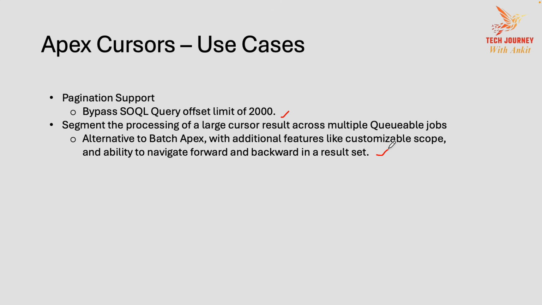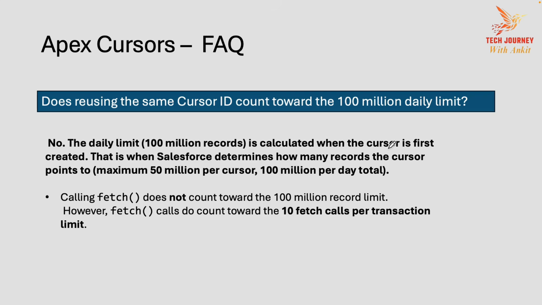queueable Apex as well. Now, there are a few frequently asked questions related to the Apex cursor that I want you to take before we close the video. The first question is: does reusing the same cursor ID count towards the 100 million daily limit? We discussed that the maximum number of records that we can fetch from cursors is 100 million.